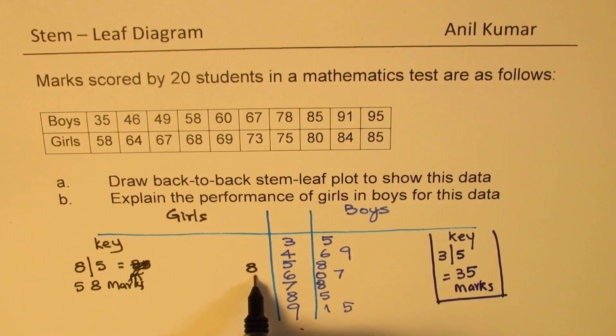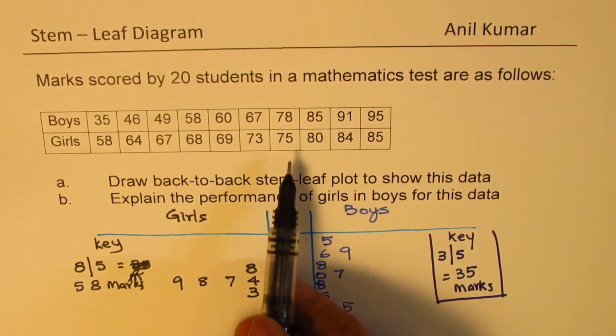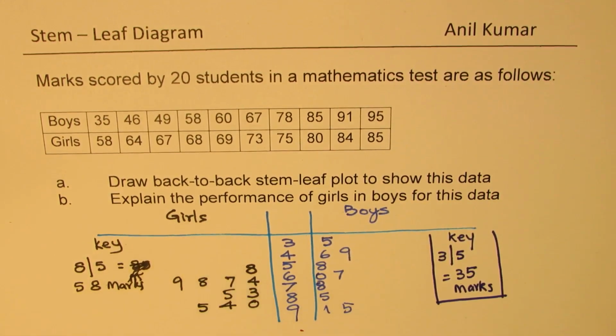64, 6 and 4, 64. 67, 7 comes there. 68, 8. 69, 9. 73, 7 and 3. 75, 7 and 5. 80, 80, 84, and 85. So that becomes the data for girls.